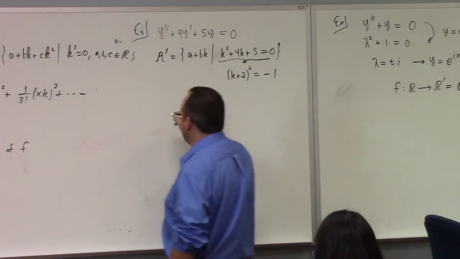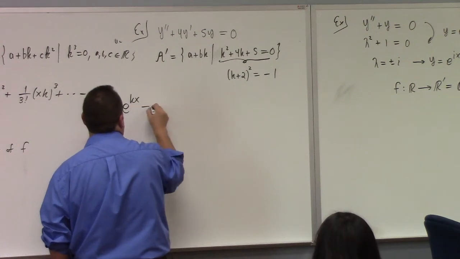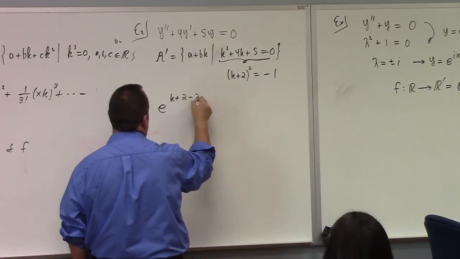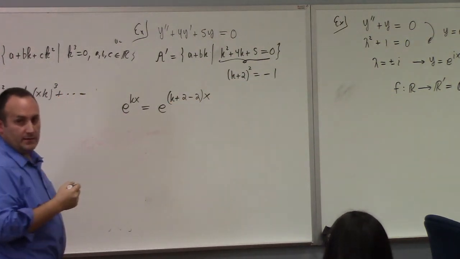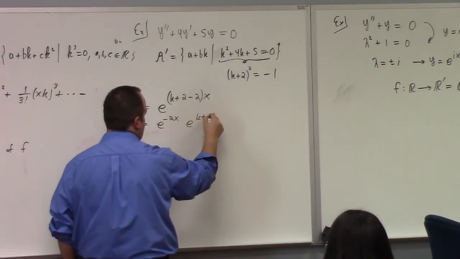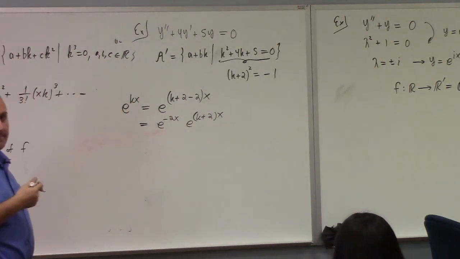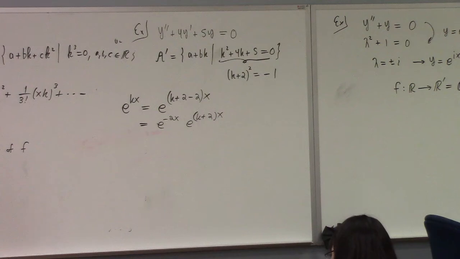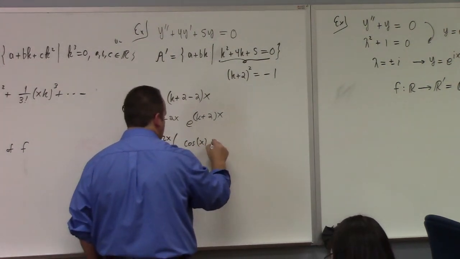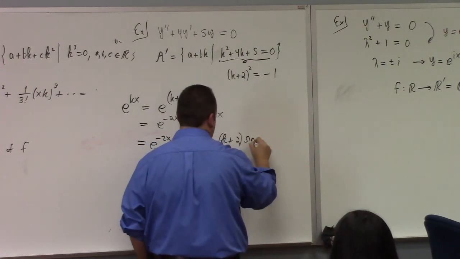So when I look at e to the kx, what do I got? I just got to use my imagination. I got e to the (k plus 2 minus 2) times x, yeah? And then that gives me e to the minus 2x times e to the (k plus 2)x. But e to the (k plus 2)x is just like e to the ix in my original complexification example. And for the same reasons of series analysis, that's going to give me a cosine and a sine. In particular, this works out to e to the minus 2x times the cosine of x plus (k plus 2) times the sine of x.